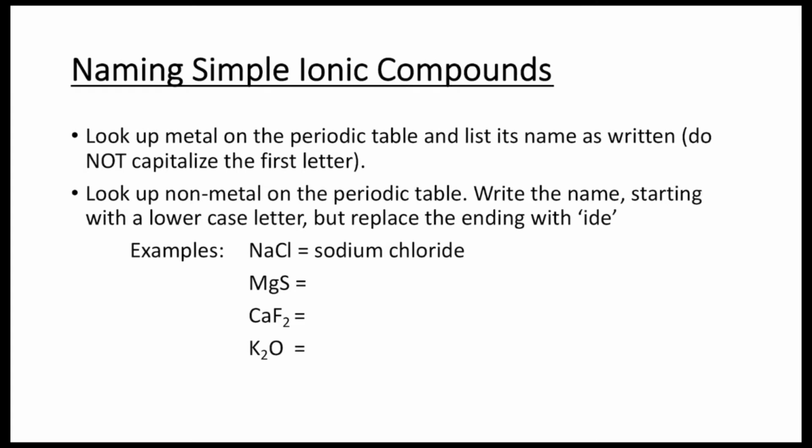For your next example here, it would be magnesium sulfur. We change to sulfide. CaF2. If we look at Ca on the periodic table, we know that it is calcium. F is fluorine, so we change this to fluoride. Be careful with the spelling of this one. This was a common mistake on your quiz.